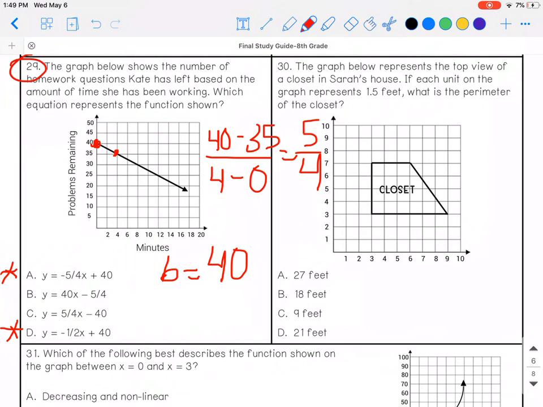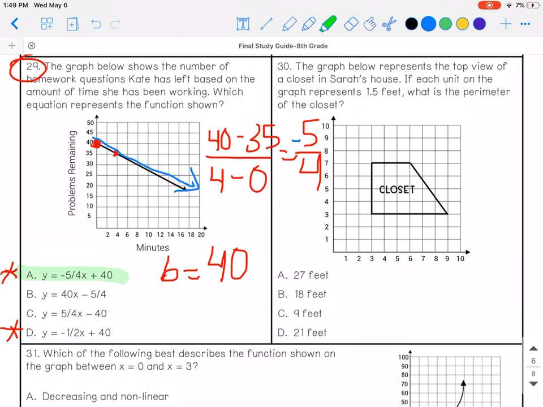Now, if you notice, the trend of this line is going down in a negative direction. So we know our slope has to be negative. Luckily for us, it already shows that the slope has to be negative, and we have 5/4 as our slope. So, A would be our correct answer because it has negative 5/4 x, which is our slope, and it has that positive 40 that we figured out from the y-intercept. So, A is going to be our correct answer for this one.